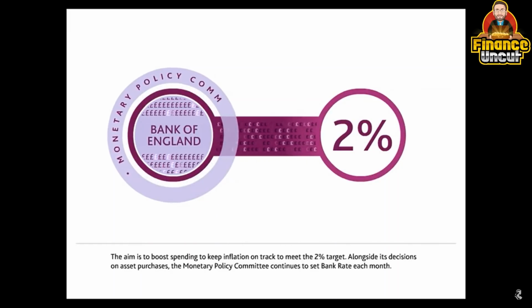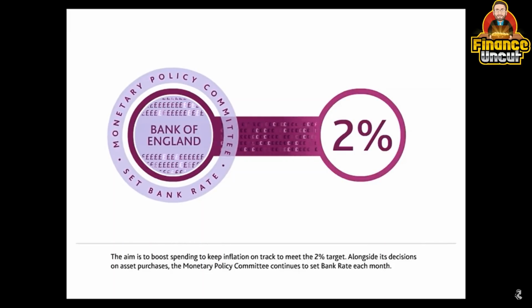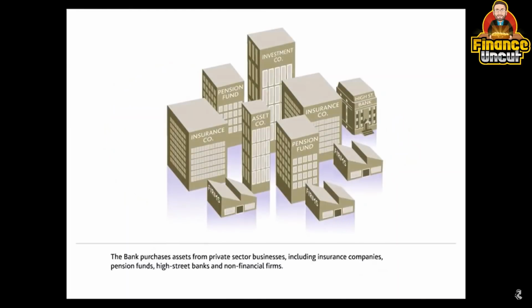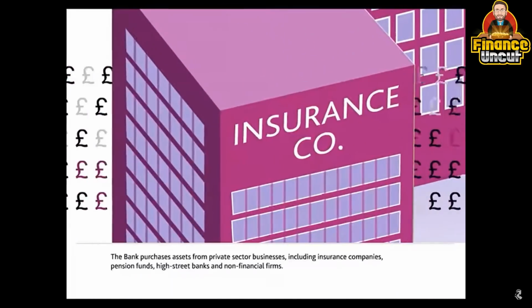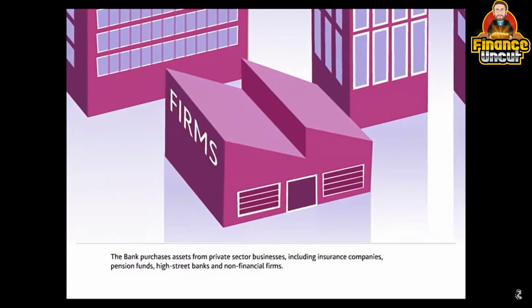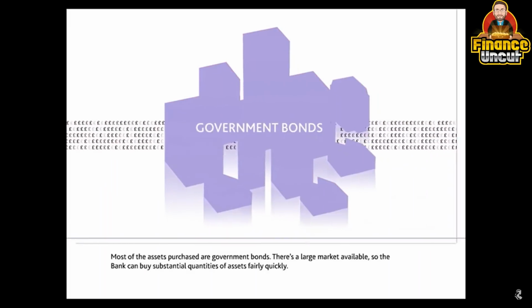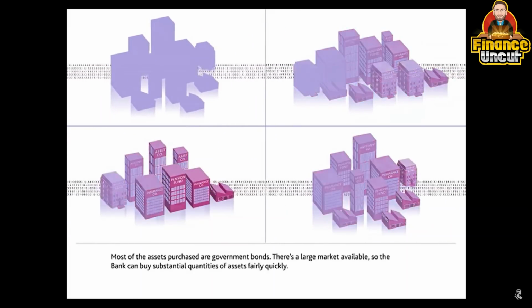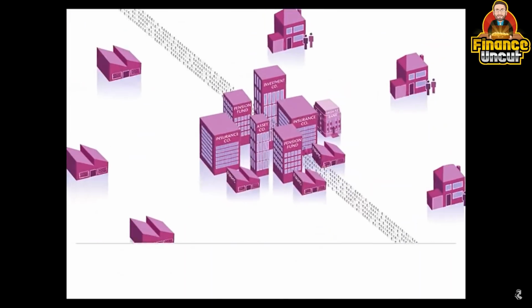Alongside its decisions on asset purchases, the Monetary Policy Committee continues to set bank rates each month. The bank purchases assets from private sector businesses, including insurance companies, pension funds, high street banks, and non-financial firms. Most of the assets purchased are government bonds. There's a large market available, so the bank can buy substantial quantities of assets fairly quickly.